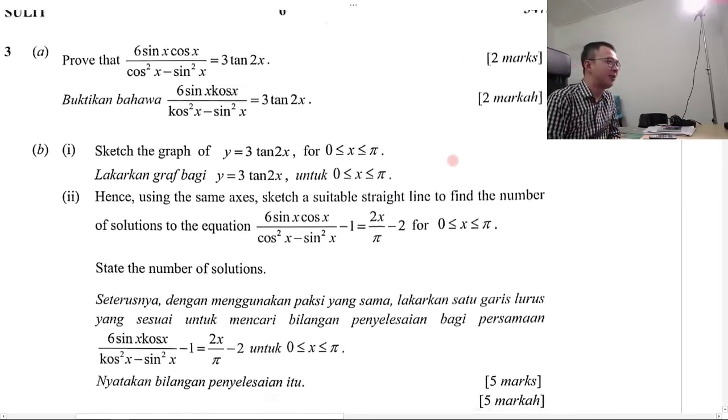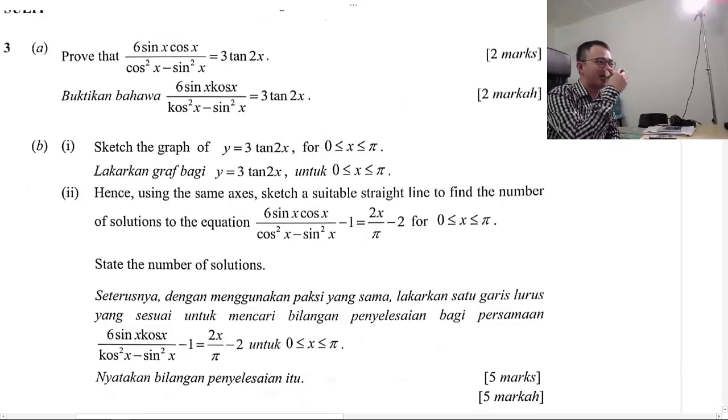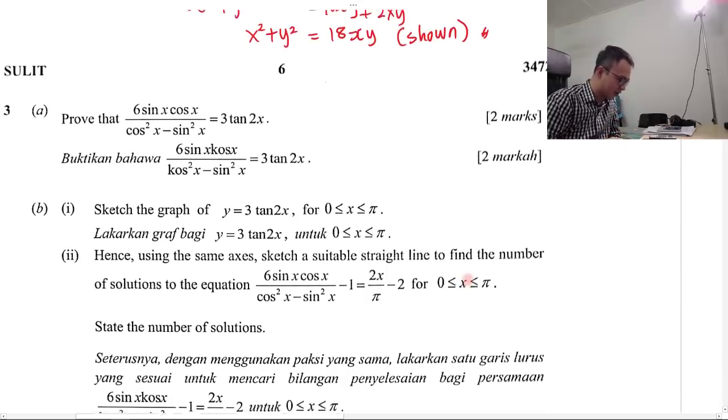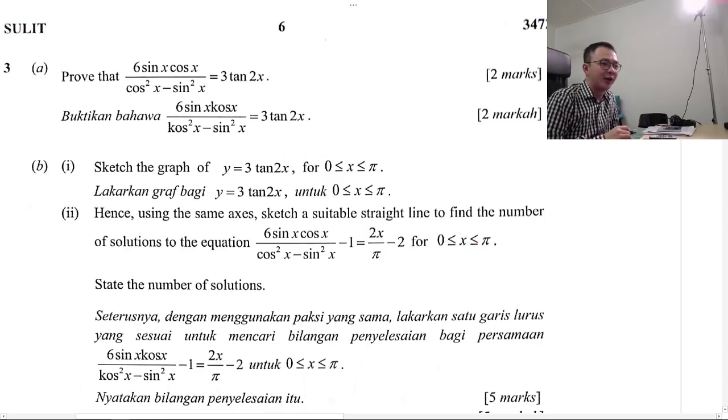Okay, so let me move on to the next one. This one they want to get the tangent 2x. This 2-mark question basically is quite easy. Okay, so first thing is 6 sine x cos x. So we know the formula for sine 2x. Sine 2x basically is 2 sine x cos x.